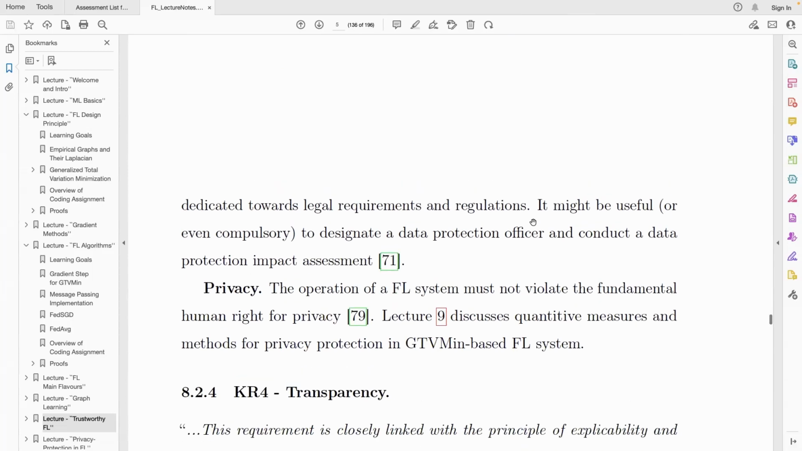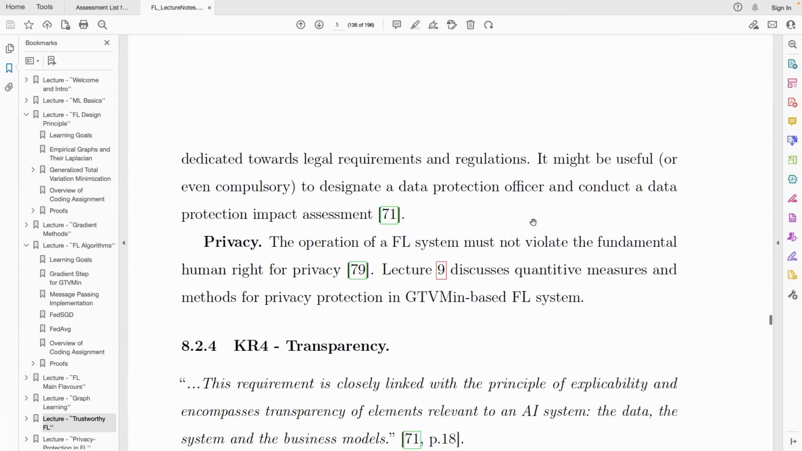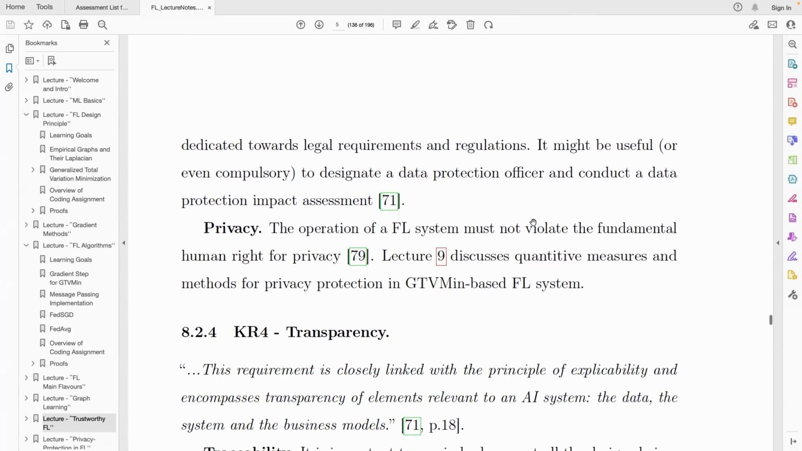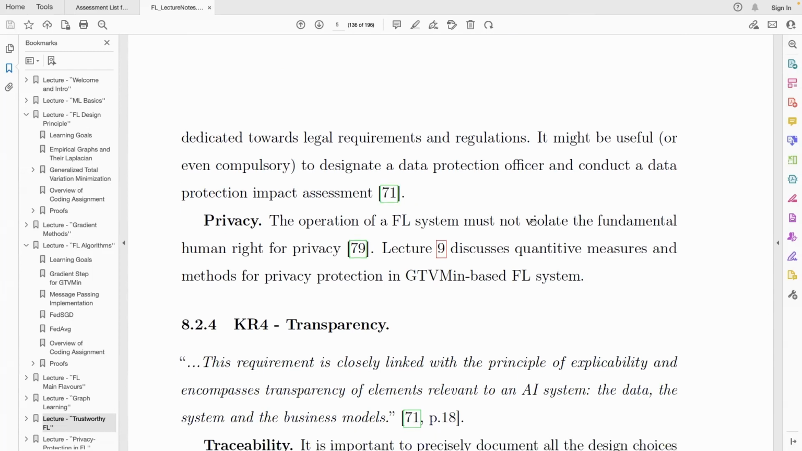Okay, then also we will have a separate lecture on privacy protection. So this penultimate lecture will be on privacy protecting measures, or how we can protect the privacy while still learning useful parameter vectors using GTV minimization. And one basic or simple idea is to add noise, to perturb a bit the intermediate results of the federated learning algorithm. And this is called differential privacy.